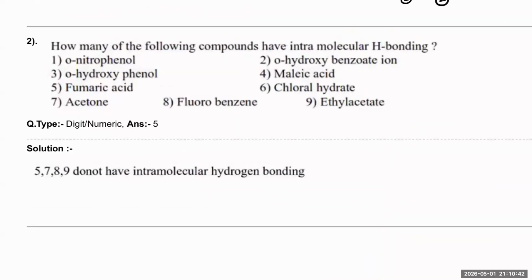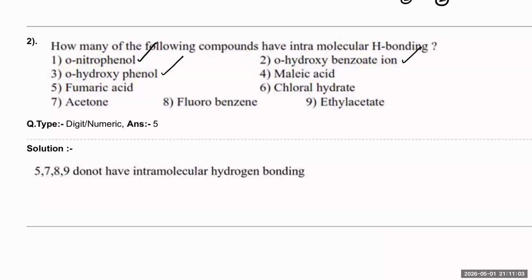Check out the next question. How many of the following compounds have intramolecular hydrogen bonding? Okay. O-nitrophenol definitely will have. O-hydroxybenzoate ion definitely will have. Correct. Next, ortho-hydroxyphenol, that also will have.